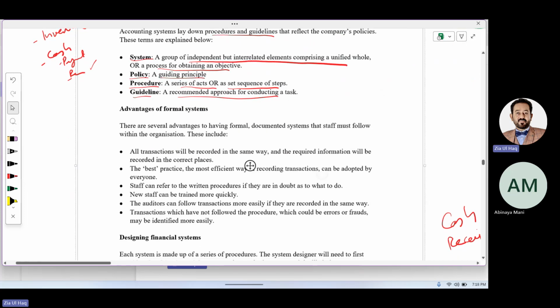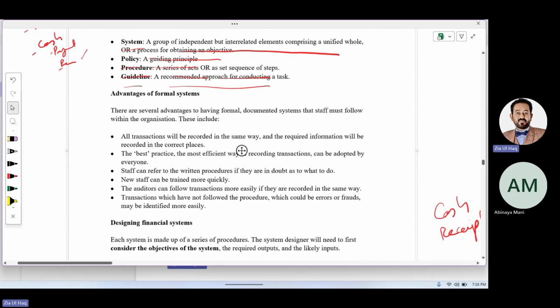A system could be either formal or informal. What could be the advantages of a formal system? Formal means having rules, informal means without rules. So there are several advantages to having a formal documented system. What are those? All transactions will be recorded in the same way and required information will be recorded in the correct place.